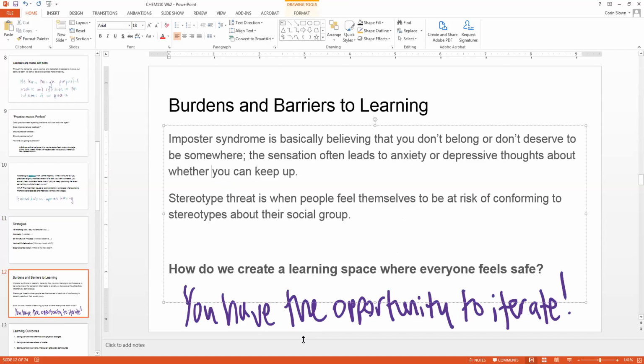So how do we create a learning space where everyone feels safe? Well, I think the most important space is that you have the opportunity to iterate, that everyone has the opportunity to belong, to participate, and to try again.